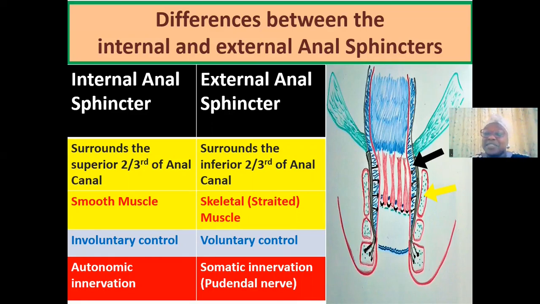Also, to add to the differences between the internal and the external anal sphincter, the internal anal sphincter is innervated by autonomic nerves, while the external anal sphincter is innervated by the pudendal nerve, which is a somatic type of innervation. You can also add to these differences, and I'll be looking forward to seeing that in the comment section.